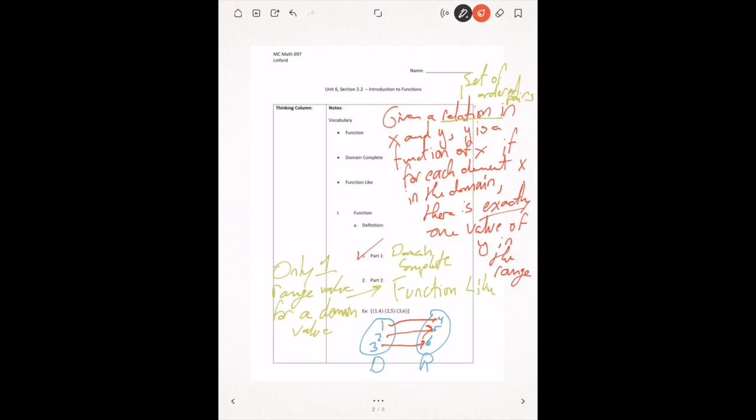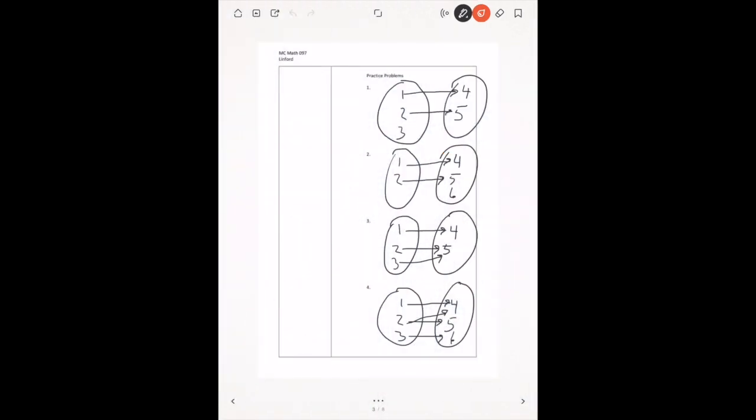The second part is the one where it gets kind of tricky. Is this function-like? Remember, function-like means that every domain value is paired up with only one range value. Let's go through the domain, and let's see if each domain value is paired up with only one range value. 1, well, that only goes to 4. 2, well, that only goes to 5, and 3 only goes to 6. So it looks like every domain value has only one range value. So this is function-like. So since it's domain complete and function-like, we are going to say that this right here is a function. It satisfies our definition. Now, let's use this idea to kind of practice a couple different examples.